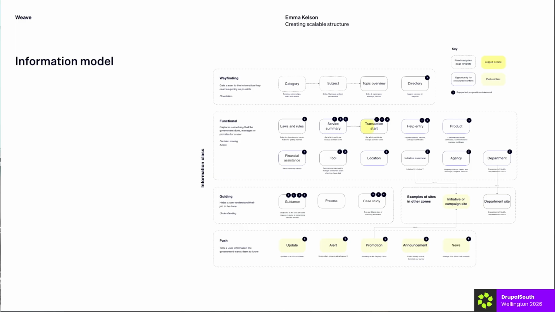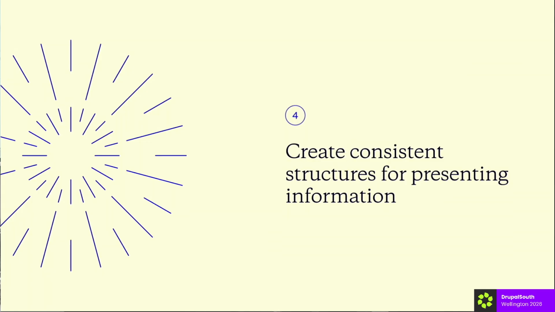So we adapted this to the information objects in the state government world. And this included things like topic overview, laws and rules, service summary, guidance, alert. Each information type also mapped back to the proposition and individual proposition statements to support the commitments that the website made. Then we created consistent structures for how to present content for 15 of these information types.